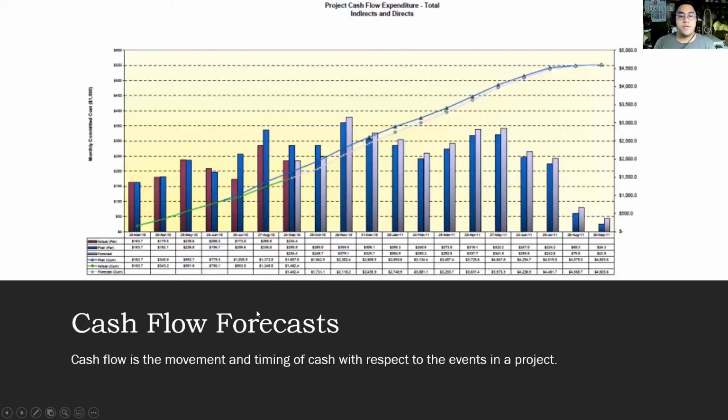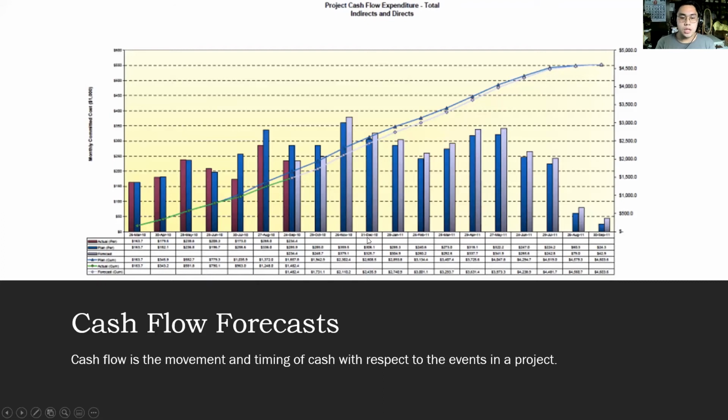Next is the cash flow forecast. Cash flow forecast is the movement and timing of cash with respect to events in the project. Drawing a cash flow curve has several benefits for stakeholders. One of the primary benefits is to evaluate the need for cash and the timing of payment obligations. An example of a cash flow is shown. It is important to produce a realistic and useful cash flow curve that accurately depicts the timing of each cost element.